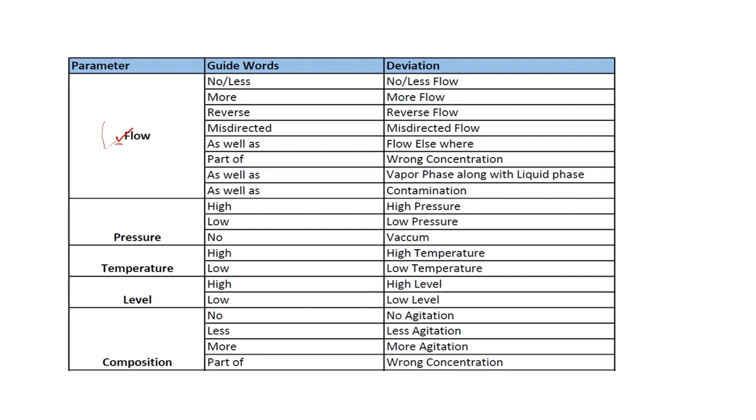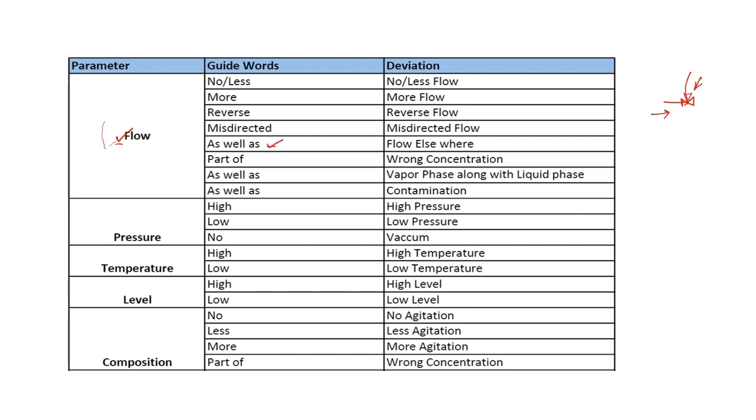Again, another guide word is more. So when you combine more with the parameter, it becomes more flow. Similarly, reverse flow, misdirected flow, as well as flow elsewhere. This is the meaning when there is a node where the flow is coming from two directions and there is a three-way valve here, right? So flow may come from this side, flow may come from this side. So this is used in that case.